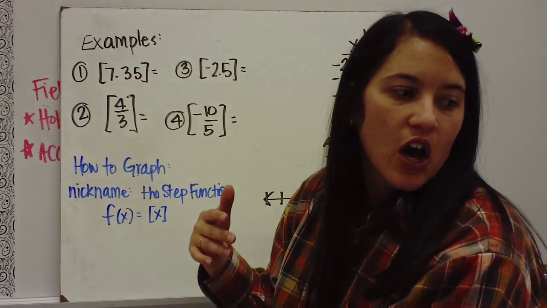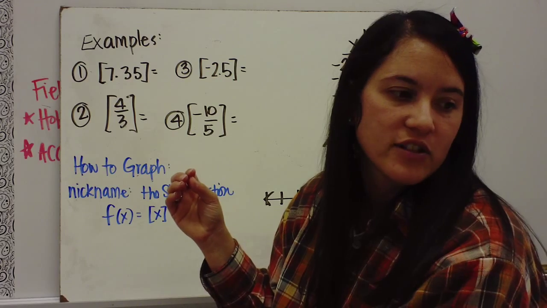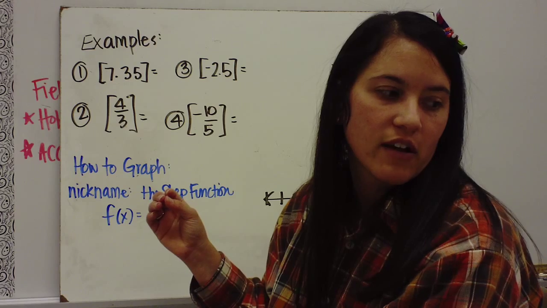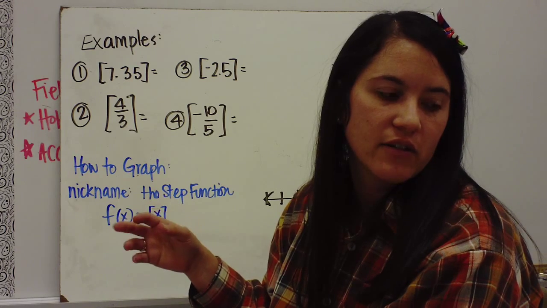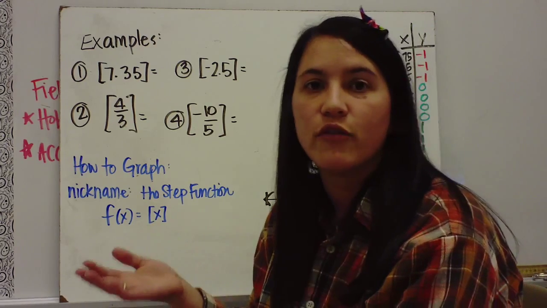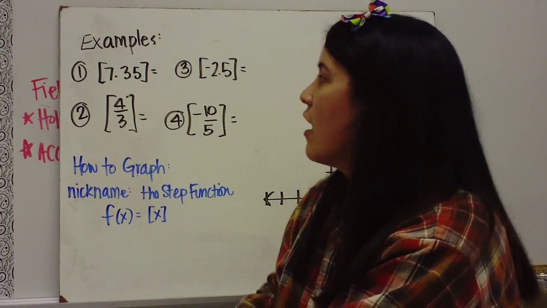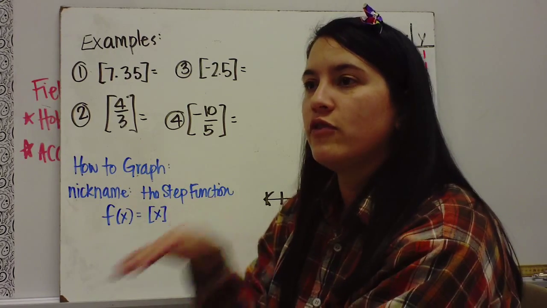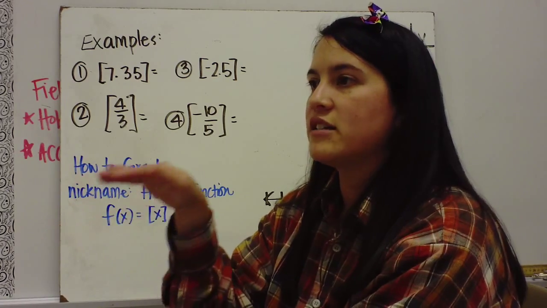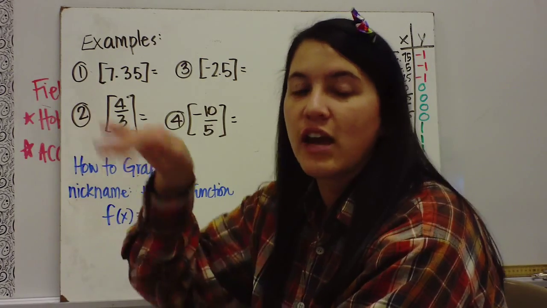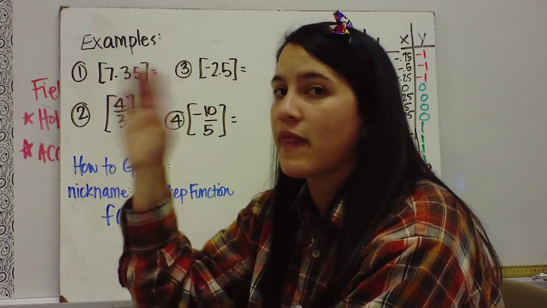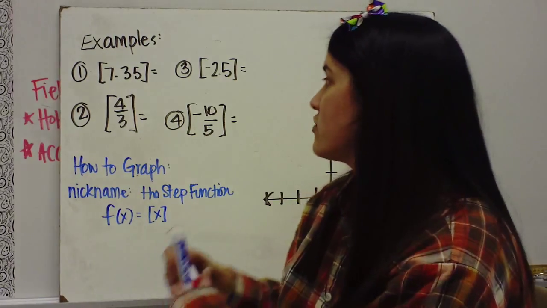So it takes that input and finds the greatest integer closest to that without going over it. That's why some people call it the floor function. The floor function means it's like the floor of that number. So for 7.35, the floor is 7, because you can't go to 8 until you've already gone over it. It's the integer that's closest to that without going over. So the answer is 7.